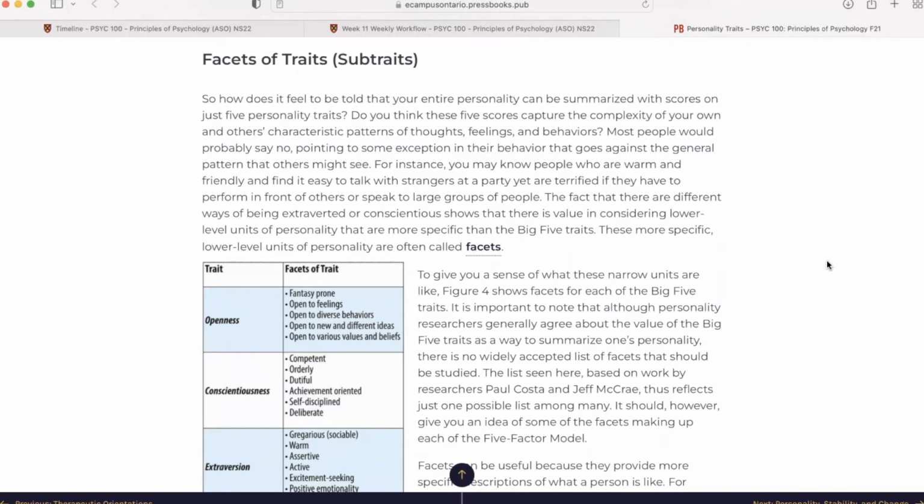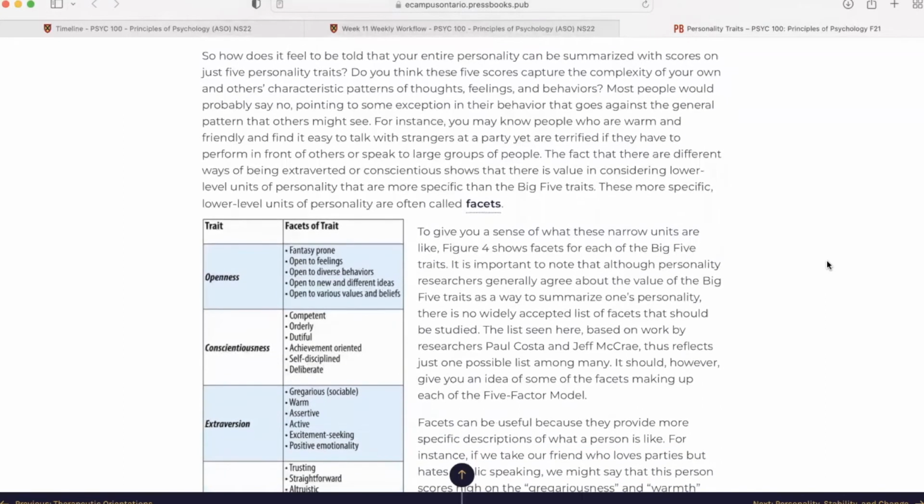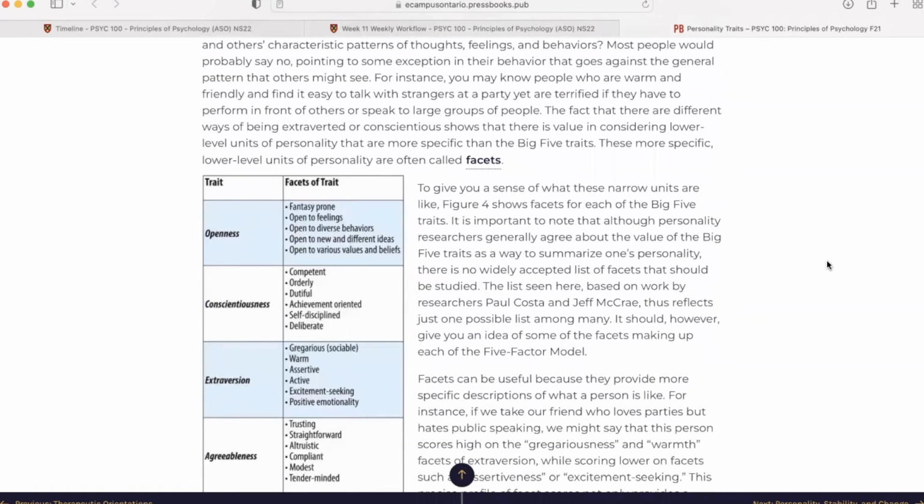that others might see. For instance, you may know people who are warm and friendly and find it easy to talk with strangers at a party, yet are terrified if they have to perform in front of others, to speak to large groups of people. The fact that there are different ways of being extroverted or conscientious shows that there is value in considering lower level units of personality that are more specific than the big 5 traits. These more specific lower level units of personality are often called facets.